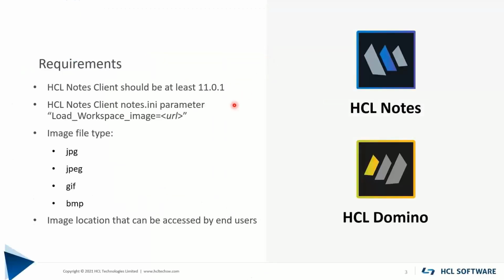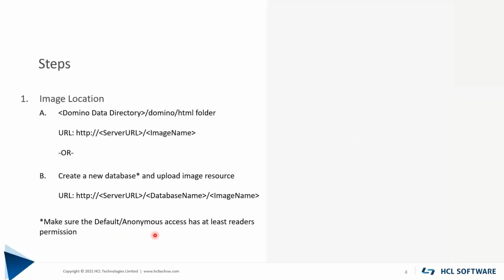So for this requirement, you would need to have an HCL Notes client that is at least 11.0.1. And the notes.ini parameter for the Notes client is load_workspace_image equals the URL. So your URL should contain an image file type with these four: JPG, JPEG, GIF, and BMP. Then the image location should be accessible to the end users.